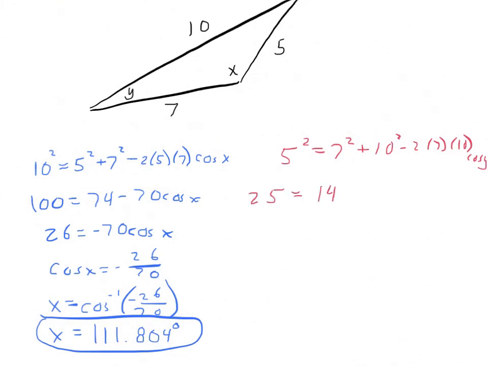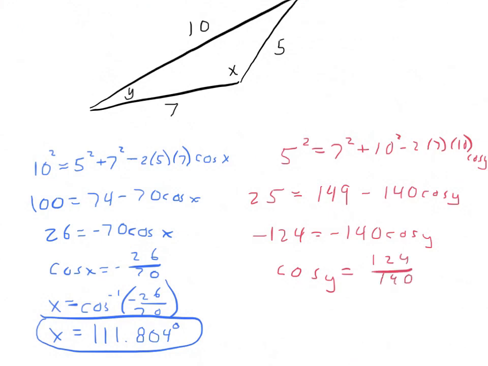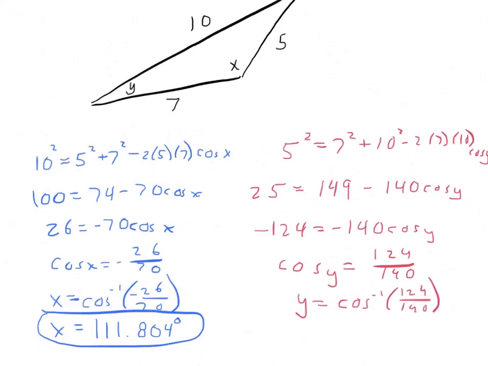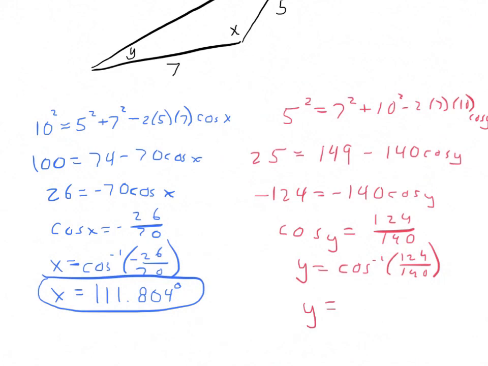25 equals 149 minus 140 cosine y. If we subtract that 149 over, we'll end up with negative 124 equals negative 140 cosine y. So the cosine of y is 124 over 140. Y will be the inverse cosine of 124 over 140, which is going to give us 24.660 degrees.